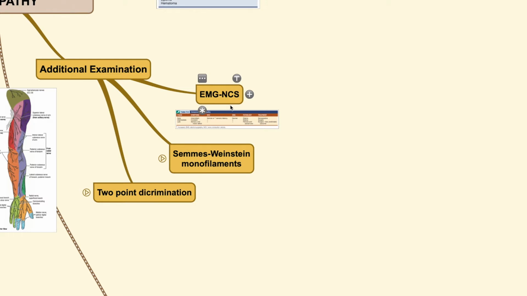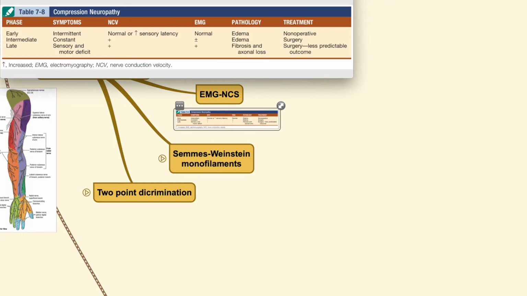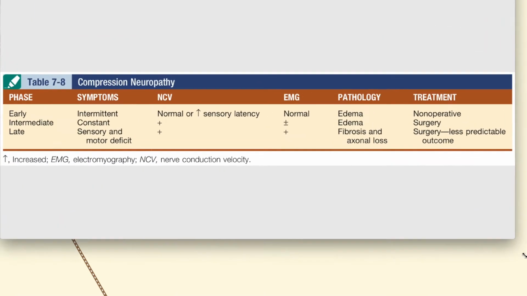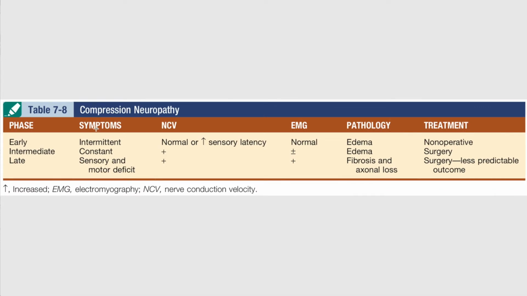And next would be the NCS, which is a nerve conduction study. This side of examination evaluates more on the nerve function. It measures a lot of things, starting from the latency, the nerve velocity, conduction velocity, and so on. And as you can see here, as compression neuropathy progresses, it goes from an early stage down to a late stage.